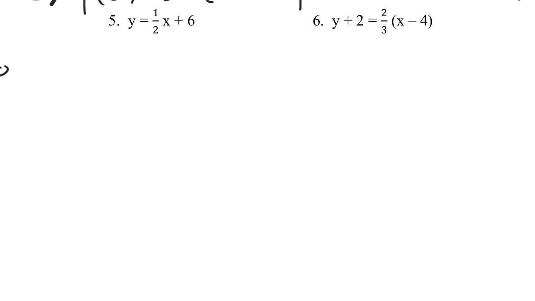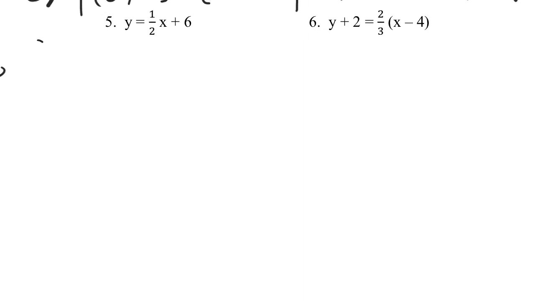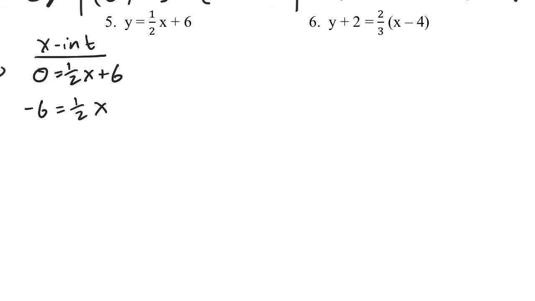Okay, last two. So we want to find the x-intercept. So we should have 0 for y in y equals 1/2 times x plus 6. We're going to subtract 6 from both sides. We're going to have negative 6 equals 1/2 x. Divide both sides by 1/2, or multiply by the reciprocal, 2/1. We'll get negative 12 equals x. So our coordinate point would be negative 12, 0.